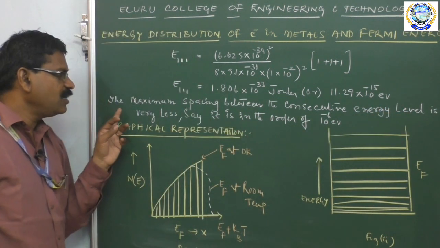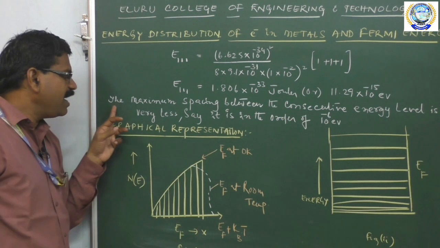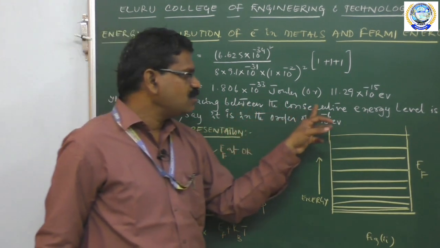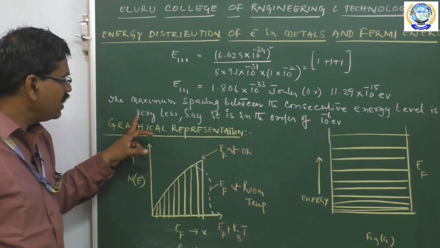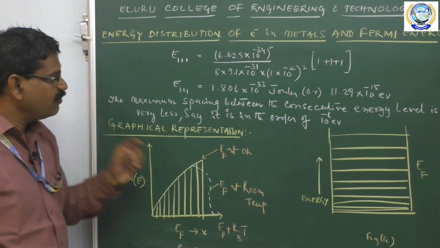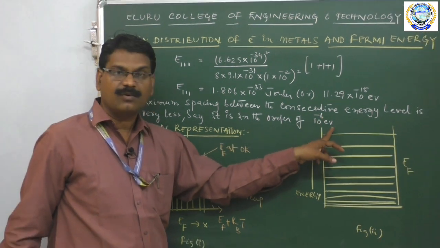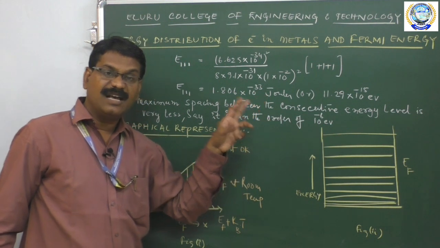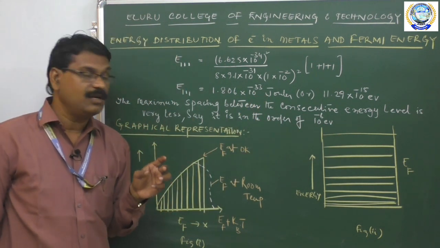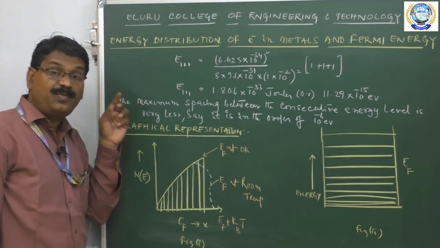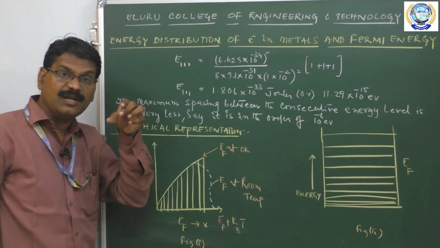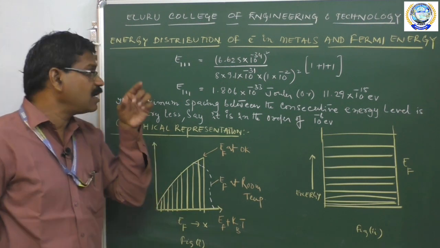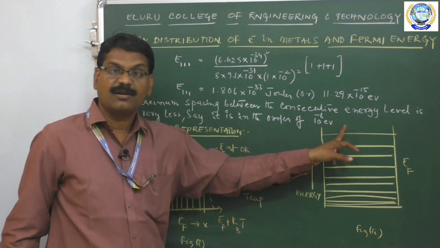Now, this is what is known as the maximum spacing between the consecutive energy levels, which is very small. It is in the order of around how much? 10 power minus 6 electron volts. As I told you in the beginning, in the second assumption of quantum free electron theory, the spacing between any two consecutive energy levels is very much less, around the order of 10 power minus 6 electron volts.